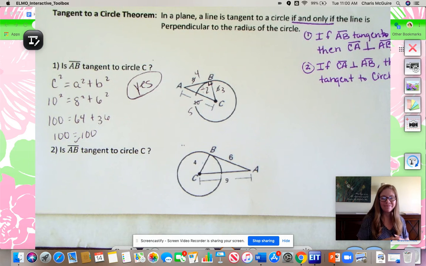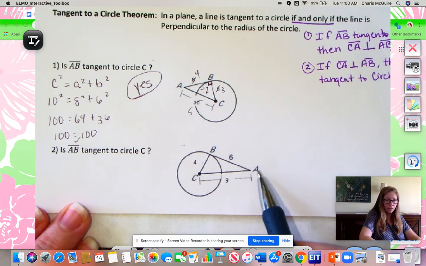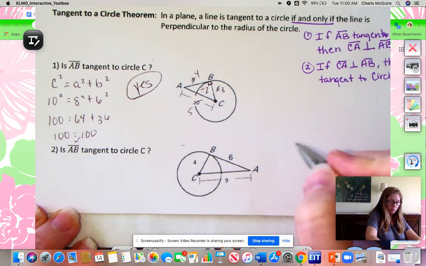All right, so number two, hopefully you said this is a big no. And if you wanted to, you could go ahead and reduce. These numbers are small enough. I'm going to leave them the way they are. So we're looking at what would maybe be our hypotenuse is 9. I'm going to do this one over here.